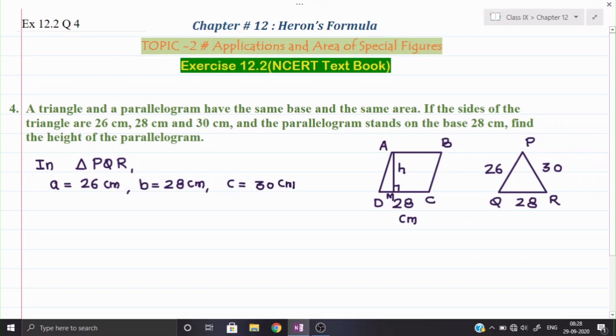Now let us find the value of the semi-perimeter. So s will be equal to (a plus b plus c) upon 2. Let us put in the values. It will be 26 plus 28 plus 30, whole divided by 2.